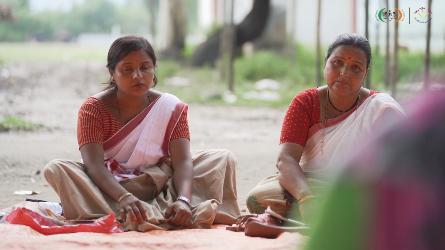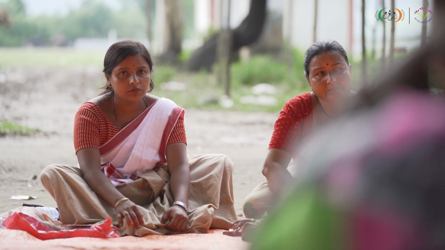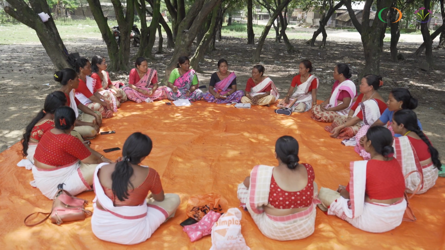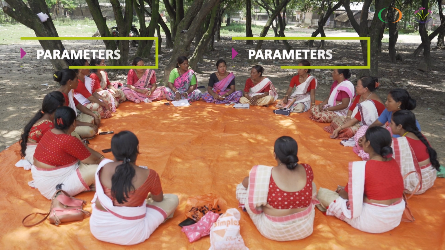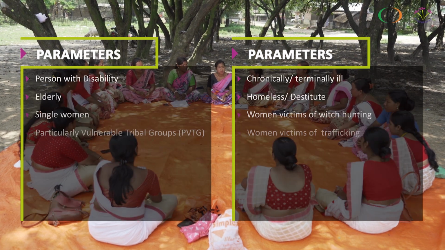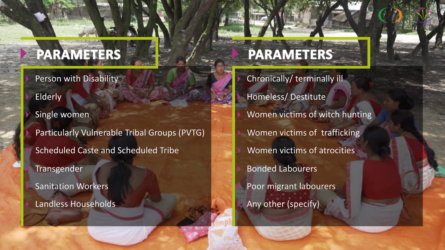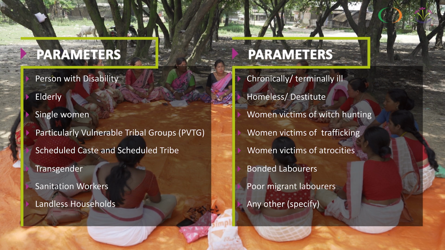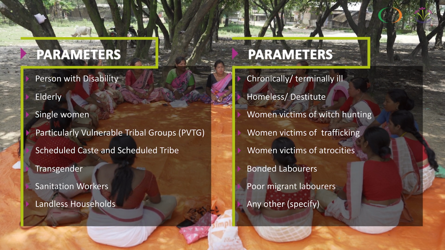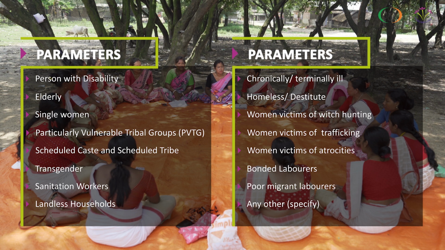Facilitator also informs the SHG that these are demands and it's not necessary that all the demands will get fulfilled. There are certain fixed parameters for the ranking at SHG level, such as person with disability, elderly, single women, particularly vulnerable tribal groups, PVTG, etc.